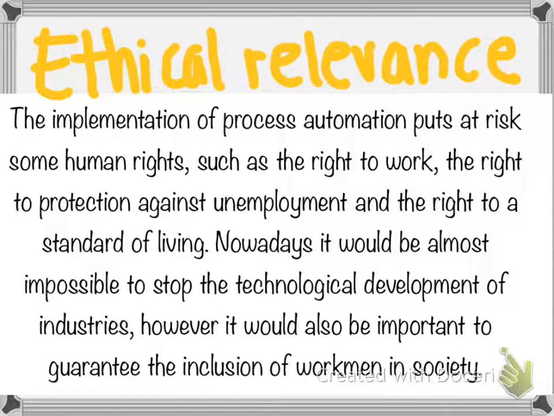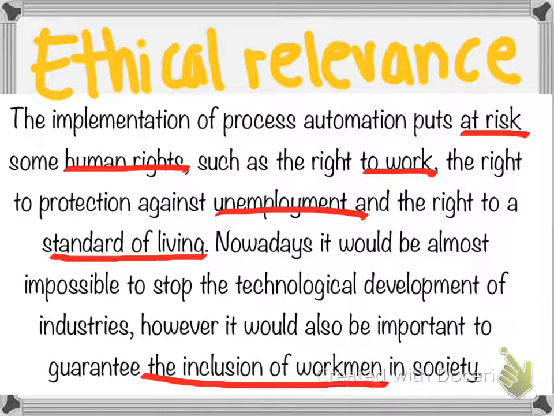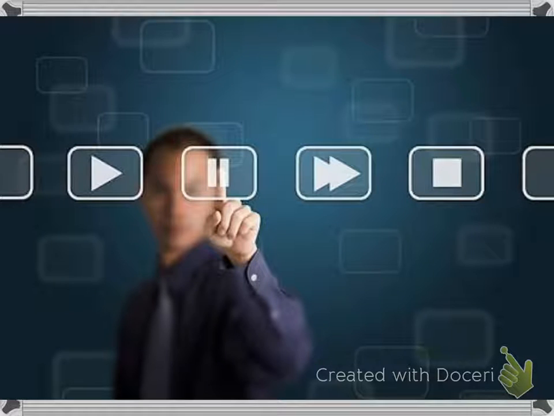Nowadays, it would be almost impossible to stop the technological development of industries. However, it would also be important to guarantee the inclusion of workmen in society. As you can notice, we pointed out the ethical relevance of our paper by underlining the human rights that might be vulnerable. Take a look again at your problem and identify which rights, values, or virtues might be jeopardized. Then, elaborate the ethical relevance of your paper. You may pause this video now.